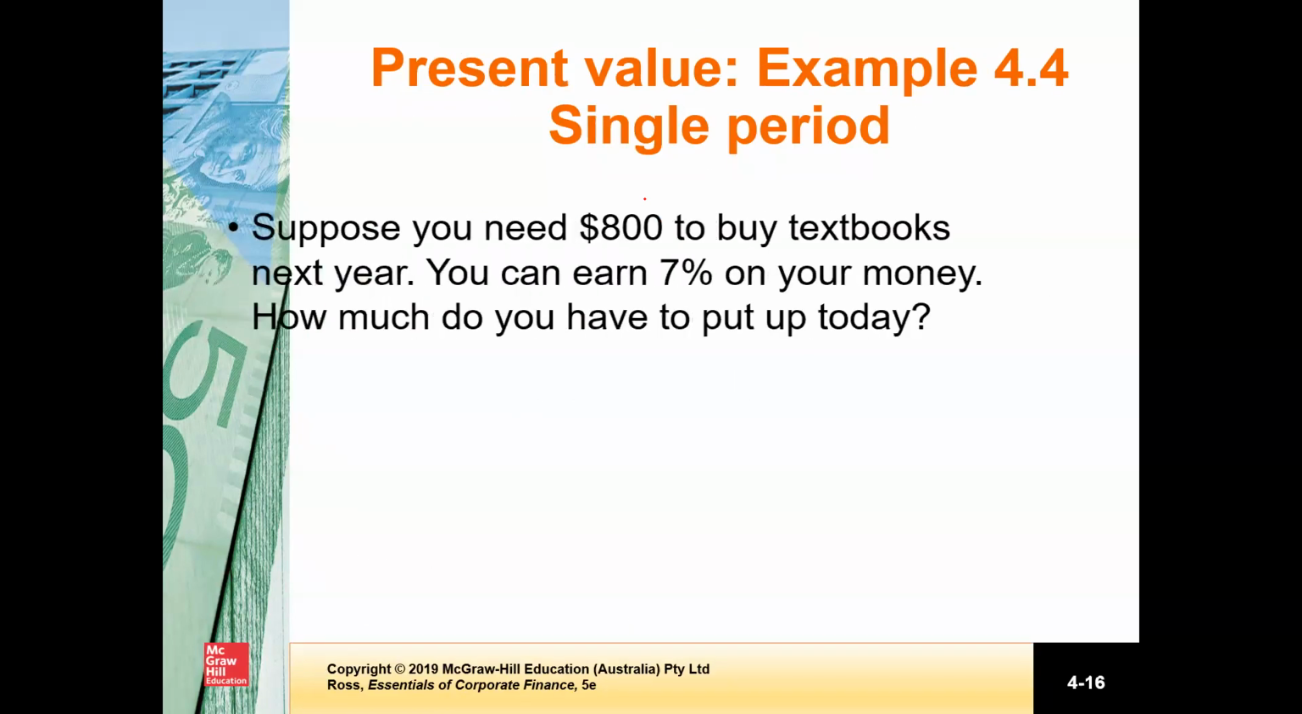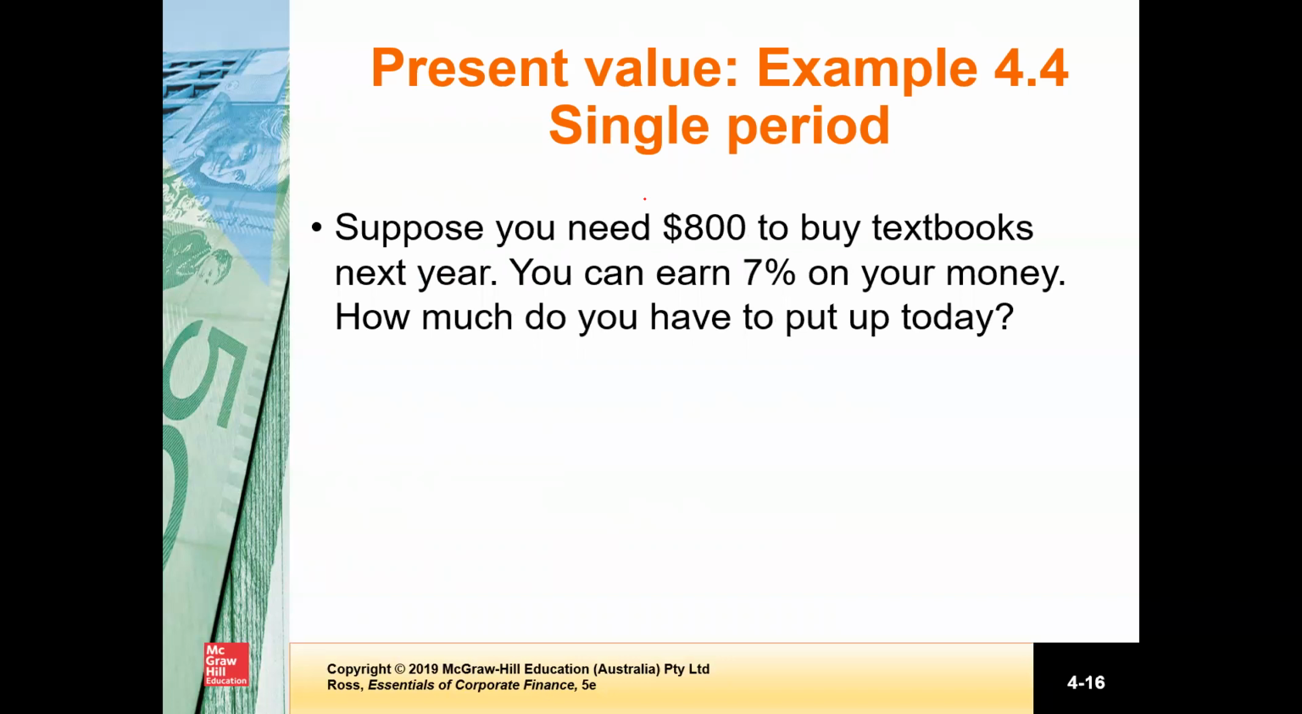Okay. Look at this example. Suppose you need $800 to buy textbooks next year, and you can earn 7% on your money. How much do you have to put in today? Okay, so try to understand the question. How much do you have to put in today so that you have $800 next year to buy your textbook? And whatever amount you put in today, you earn 7% on it.